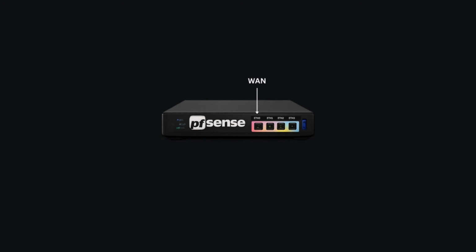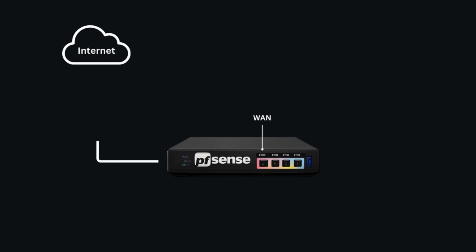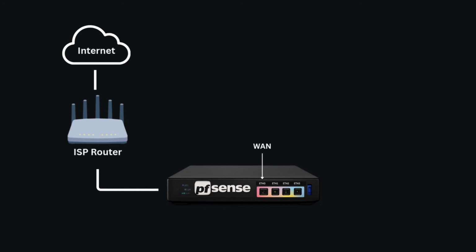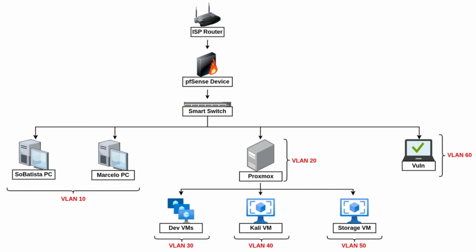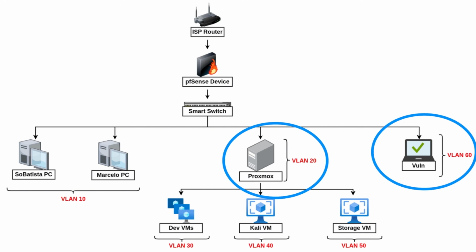Before we continue, let's take a moment to understand how all the pieces of our network work together. The WAN is pfSense's connection to the outside world, in our case the ISP router. That's how internet traffic comes in and goes out. The LAN by default is one big flat network. That means every device can see and talk to every other device. In our setup, that's not secure enough, because we don't want our Proxmox server, our vulnerable machines and our personal computers all mixed.